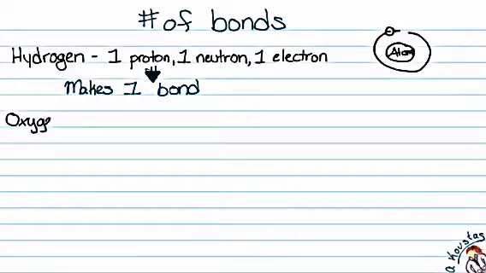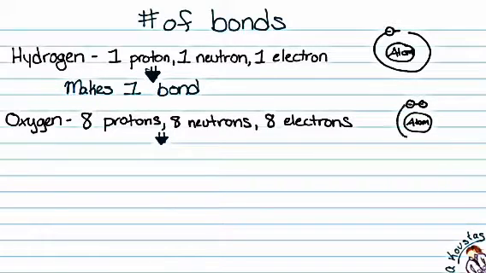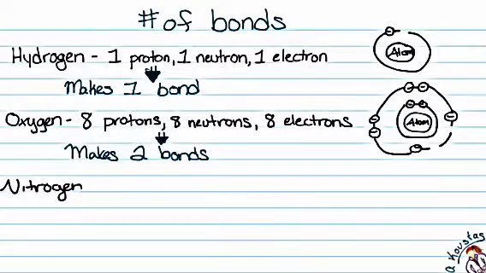Next we have oxygen. Oxygen atoms always have 8 protons. And a normal oxygen atom, because it has 8 protons, will also have 8 neutrons and 8 electrons. This means that an oxygen atom will have 2 electrons in the first orbital, and then the remaining 6 electrons will be in the outermost orbital, leaving 2 empty spaces in the outer shell. So oxygen will make 2 bonds to fill those spaces.